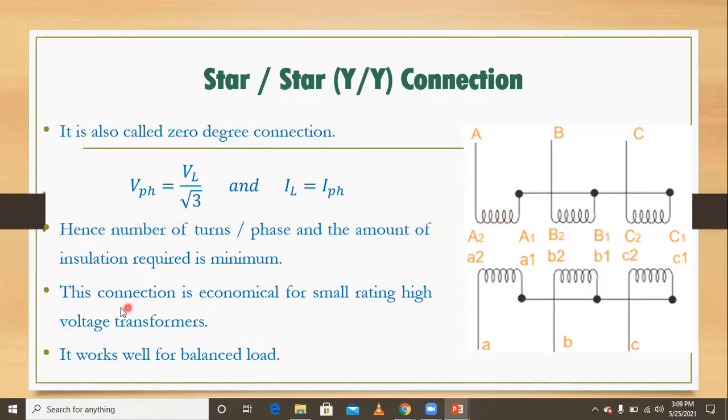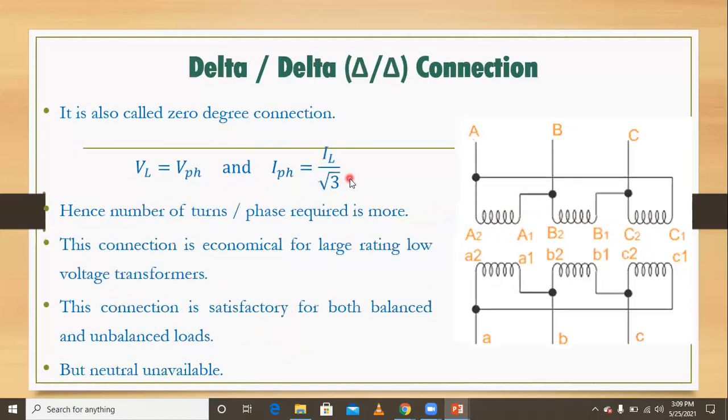So the connection is economical for small rating, high voltage transformers because of these relations: V phase is equal to VL by root 3 and I phase is equal to I line. So current is maximum, but voltage decreases in the phase windings of the transformer. The phase voltage is nothing but line voltage by root 3. That's why it is economical for small rating, high voltage transformers. It works well for balanced load. This is for star-star connection.